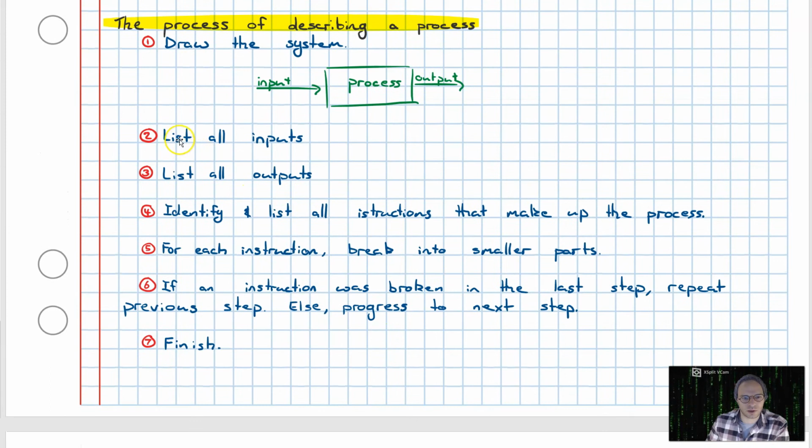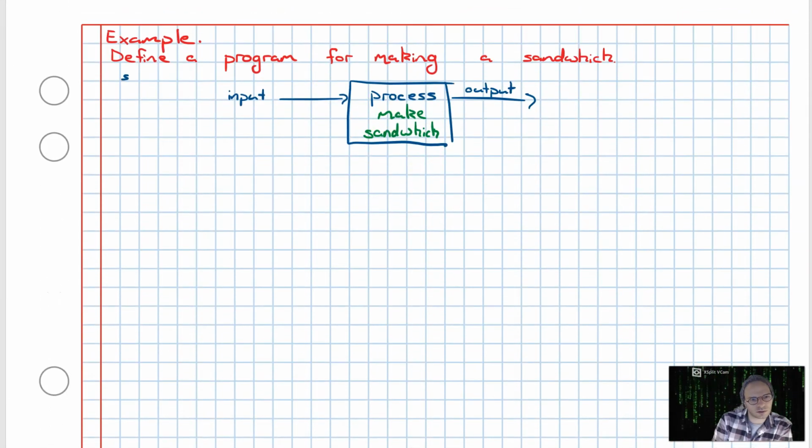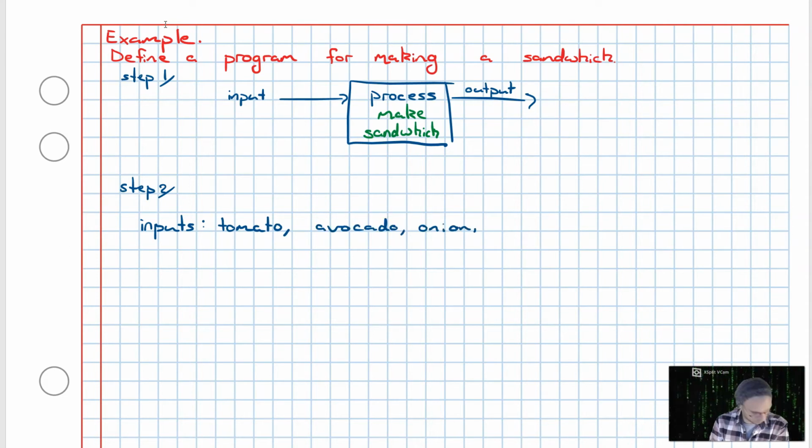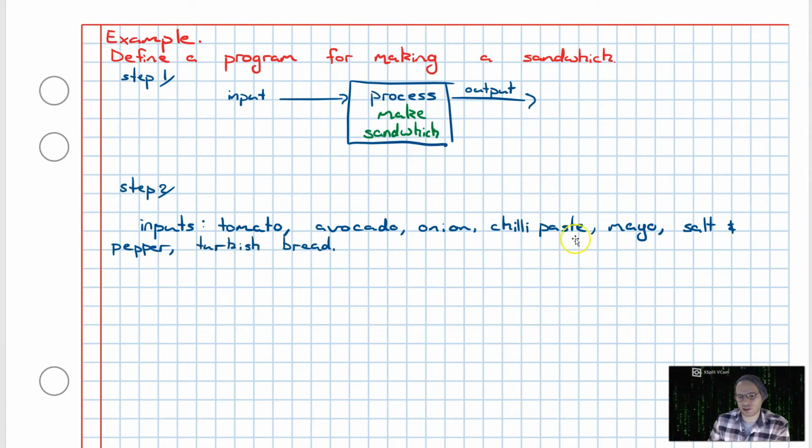Now next step is to list all of my inputs. What I had on my sandwich today was some tomato. I got myself some avocado. And onion, chili paste, mayo, salt and pepper, and finally I used Turkish bread to make the sandwich. Now next step is we need to list the outputs. For my sandwich, based on what I have here, I'm actually going to make a toasted sandwich.